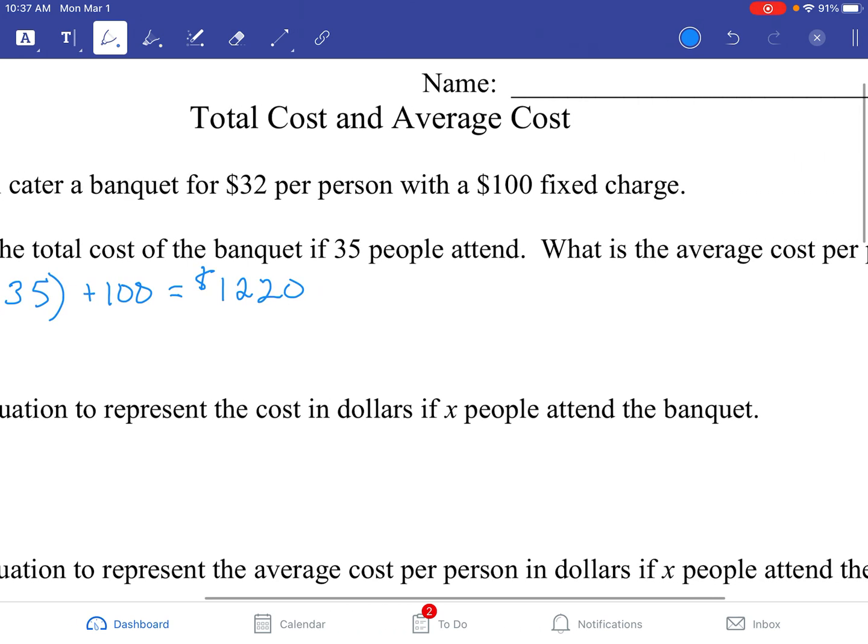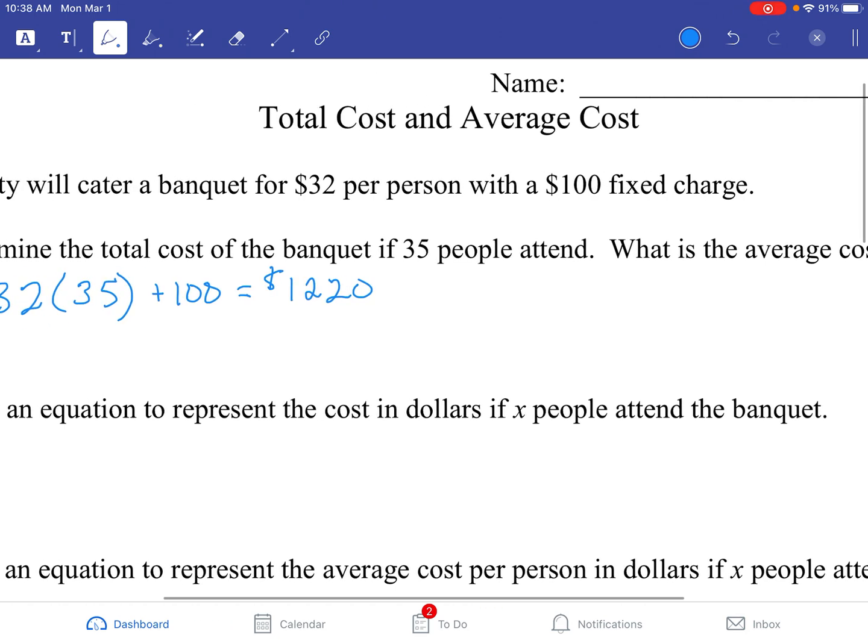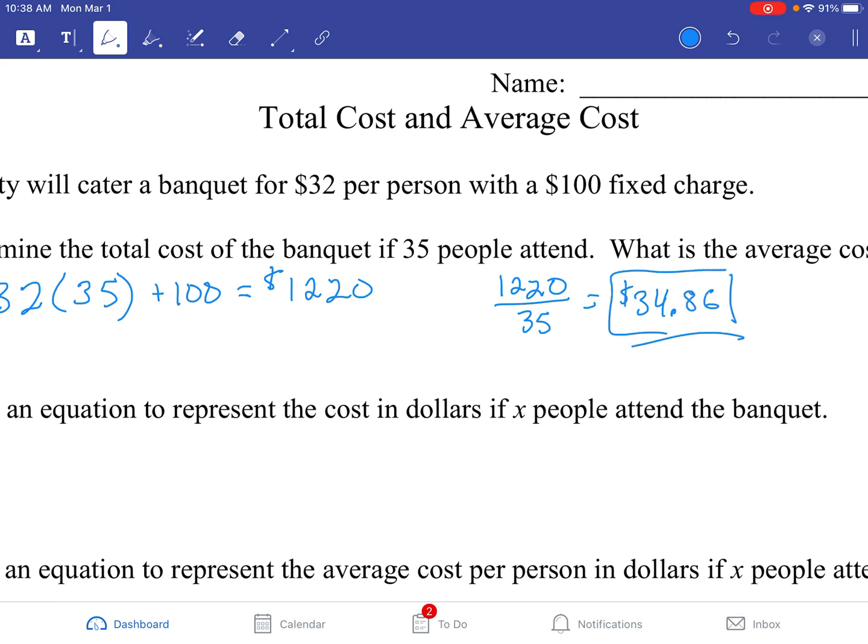The other part is, what is the average cost per person? To do this, we're going to take the total cost and divide it by how many people come. 35 people attend. So you have 1,220 divided by 35, and that gives you $34.86. We'll round up. So these are your two answers: the total amount and then the average per person.